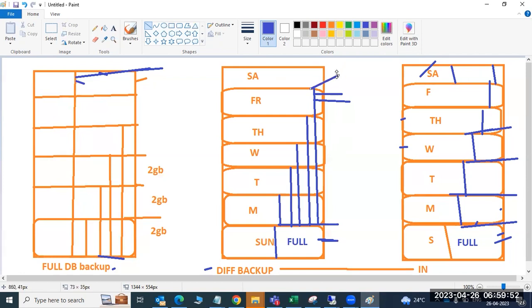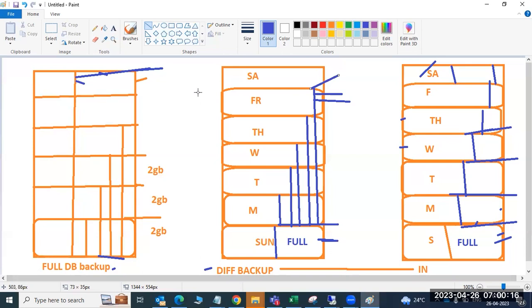Right? So you understand the concept of these three backup types. These are the delta backups actually. Differential backup and incremental backup are called the delta backups. If anyone asks what the delta backups are, we have two types of delta backups: one is the differential backup and the other is the incremental backup.